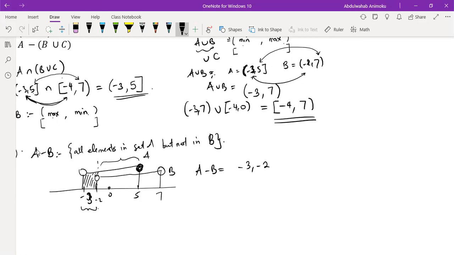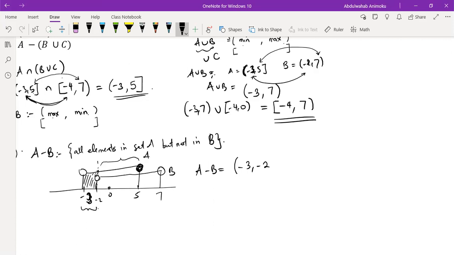And the question that you need to ask yourself is: is minus 3 in set A, but not in set B? If you can see, minus 3 is not even in set A, so it cannot be part of the difference. Okay. What about minus 2? Is minus 2 in set A, but not in set B? Yes, minus 2 is in set A, but it is not in set B.